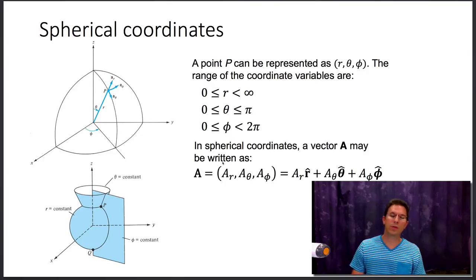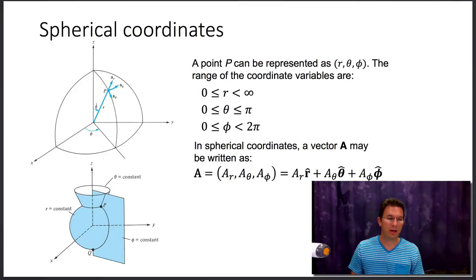Okay, what's the last big coordinate system that we're going to be studying? It's called spherical coordinates. Again, the same point P can be represented as 3 numbers, r, theta, and phi, small r, theta, and phi. In spherical coordinates, the first coordinate is a distance. It's the distance now from the origin to the point P. And then these other two coordinates are angles. We have the angle theta and the angle phi.